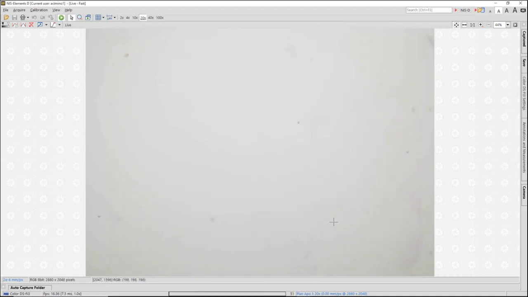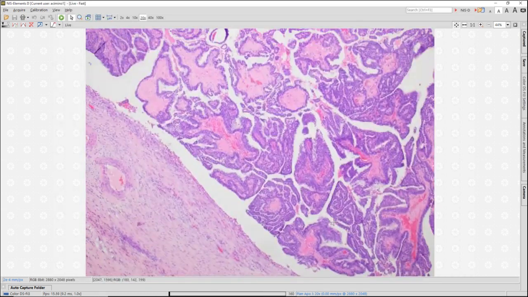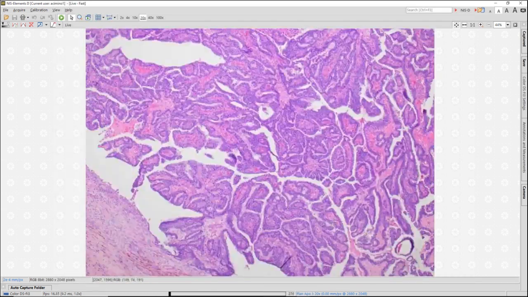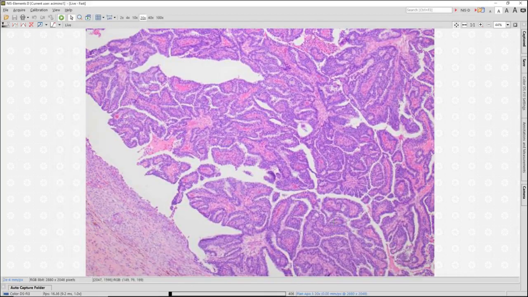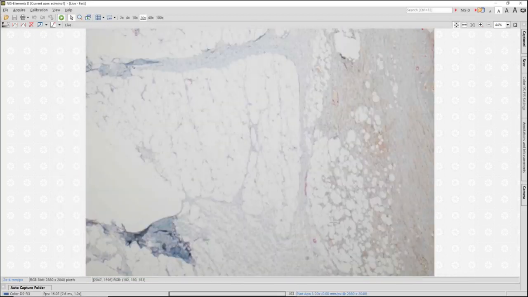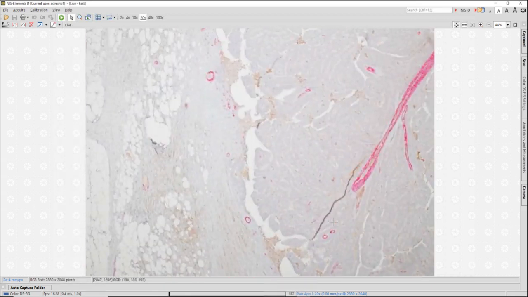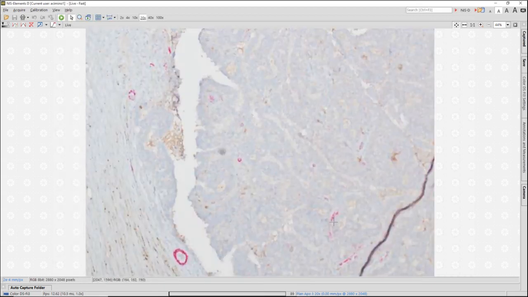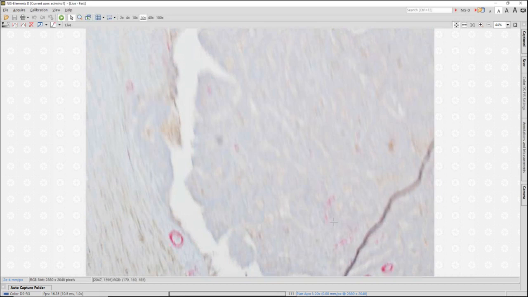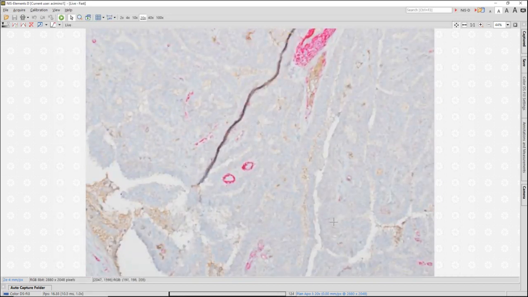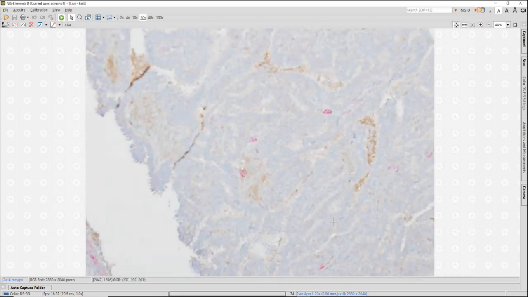Okay. When we go back to the first example, this encapsulated papillary carcinoma that I showed you here, I have the combo myoepithelial stains for P63 and smooth muscle myosin heavy chain, where the P63 would be brown nuclear, is absent, and the smooth muscle myosin heavy chain is red.